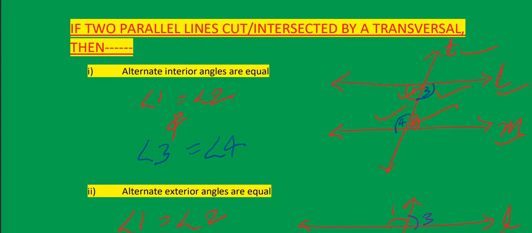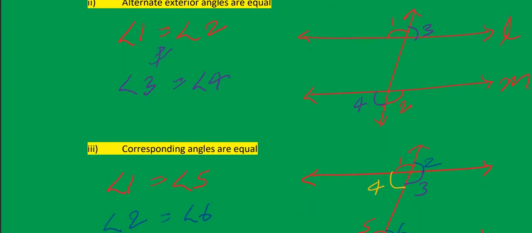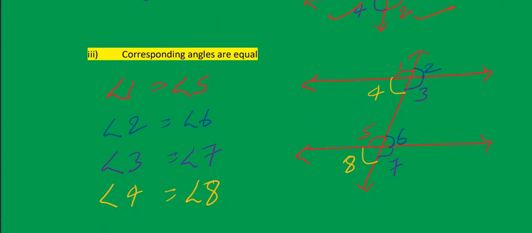How will we check if these are alternate? One angle will be on the left side of the transversal and the other angle will be on the right side of the transversal, and if one angle is on the left, then the other will be on the right. That means the vertex will be different. Similarly, alternate exterior angles are also equal. In this question, see, angle 1 is equal to angle 2. They are exterior, and angle 3 is equal to angle 4. So alternate exterior angles are also equal.